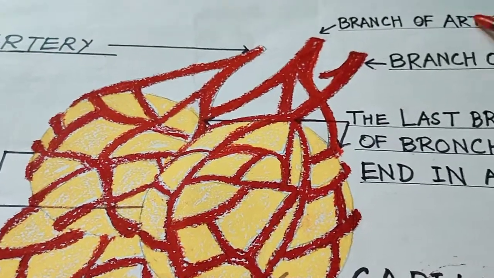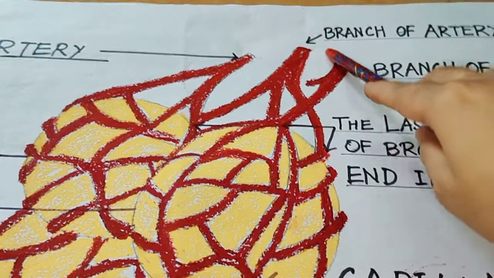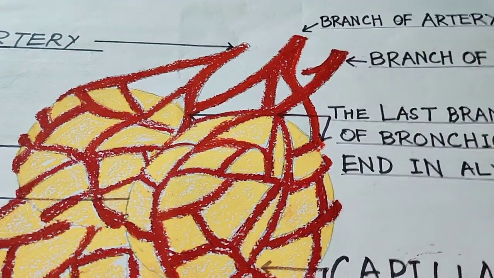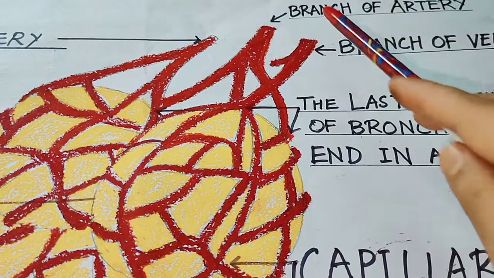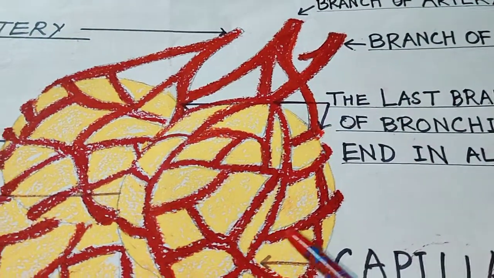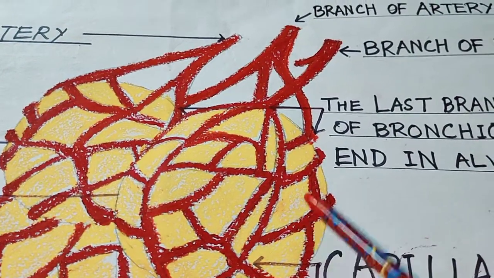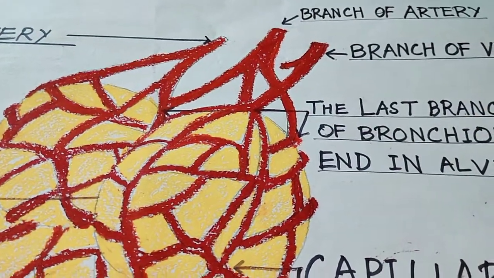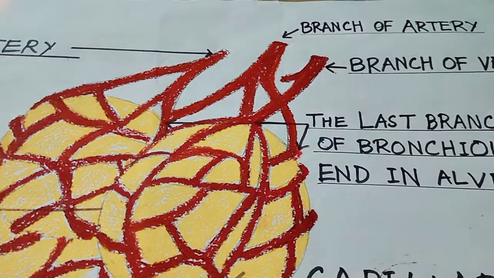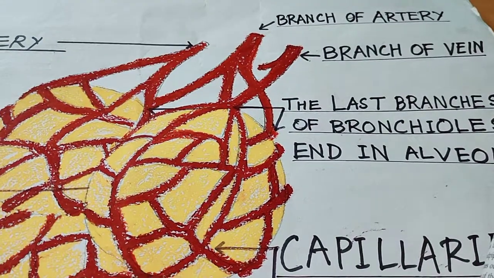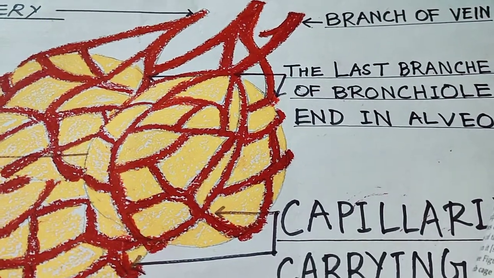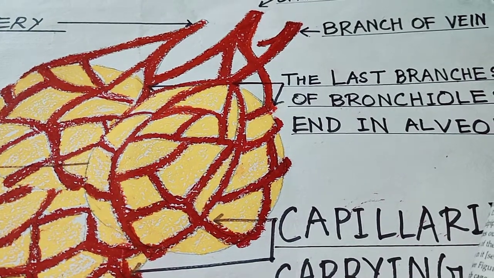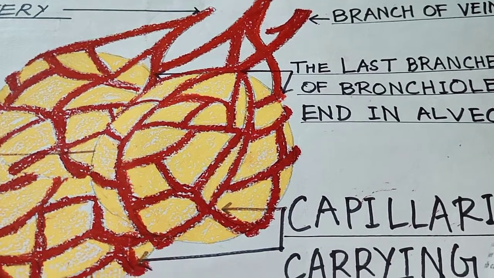Here it is showing the thinnest branch of artery, which forms the capillary over the alveoli, and here it is showing the branch of vein which is carrying the blood out of the lungs. The last branches of bronchiole ending in the alveoli.